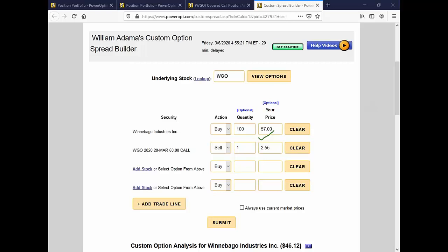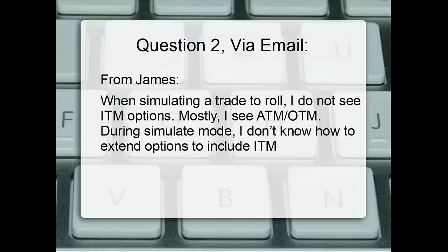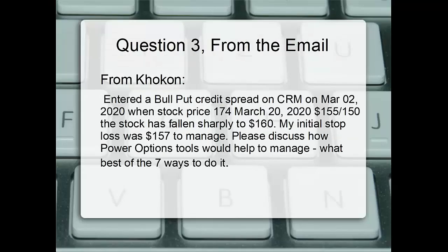Okay. One more time jumping back here. Another quick question. We're going to be kind of quick with this one. This one was from Khokon.